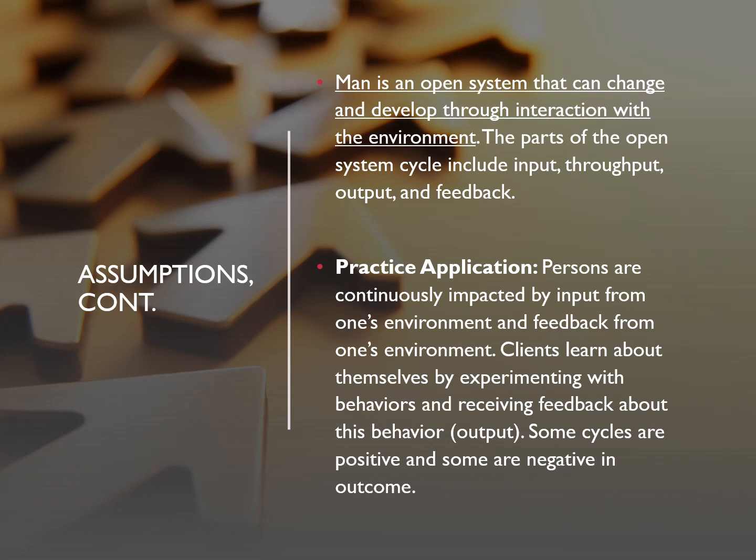Then man is an open system that can change and develop through interaction with the environment. The parts of the open system cycle include input, throughput, output, and feedback. So, practice application. Persons are continuously impacted by input from one's environment and feedback from one's environment. So, clients learn about themselves by experimenting with behaviors and receiving feedback about this behavior. Some cycles are positive and some are negative.